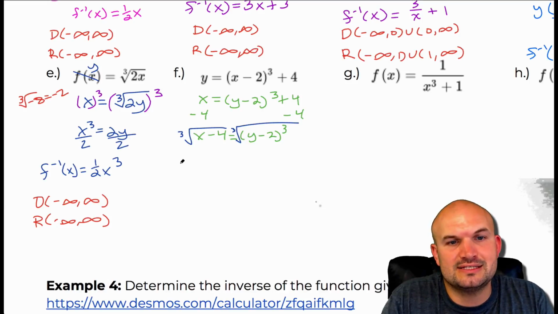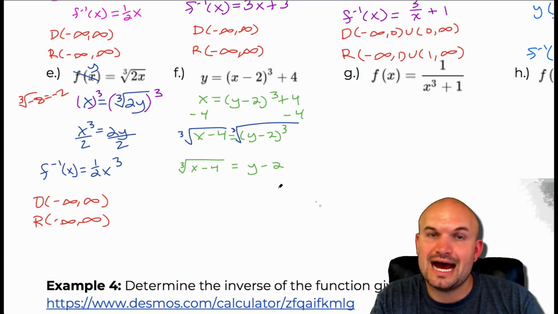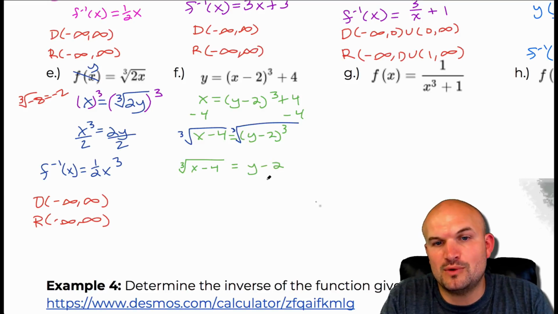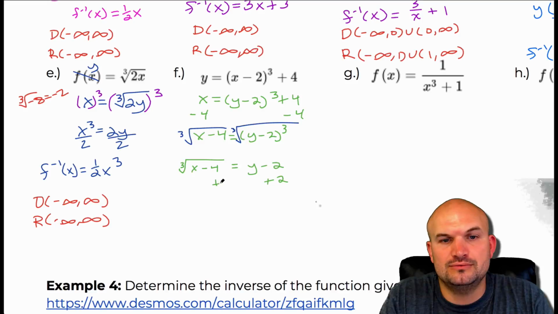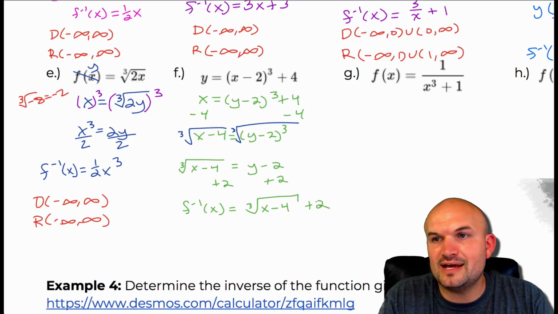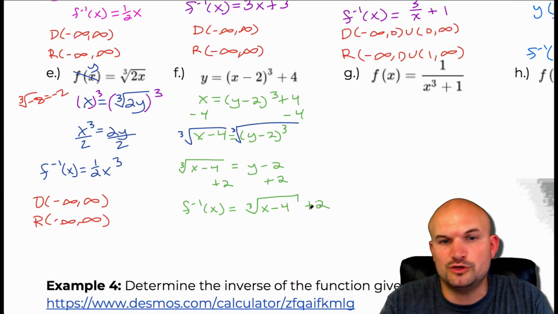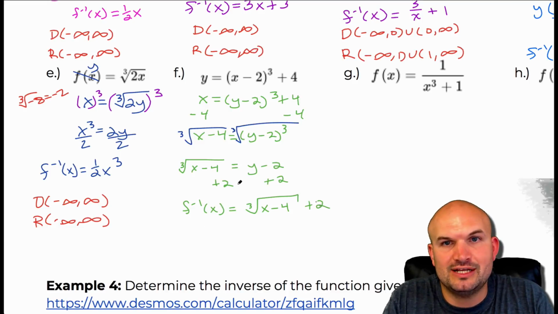What I get is the cube root of x minus 4 equals y minus 2. Now I can undo subtracting 2 from y by adding 2. And what I get is f inverse of x equals the cube root of (x minus 4), close my radical, and then plus 2. The cool thing about the cube function is there are no restrictions on cubing or the cube root, so my domain and my range are just going to be the same.